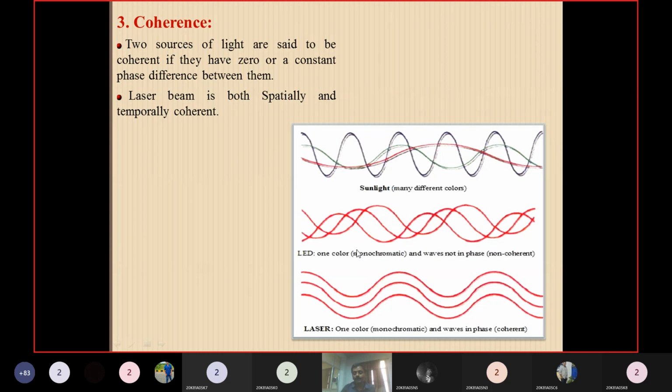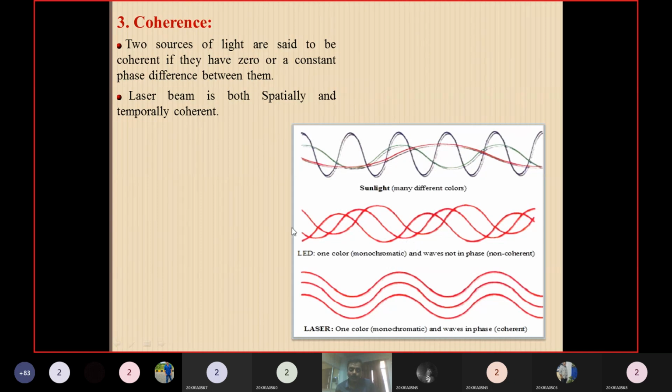Now if you take a single color, that means monochromatic light, we said LED is one example of monochromatic light. In the case of LED, they are monochromatic, that means they have the same wavelength, but they do not have the same phase. The phase is different, so these are not coherent.